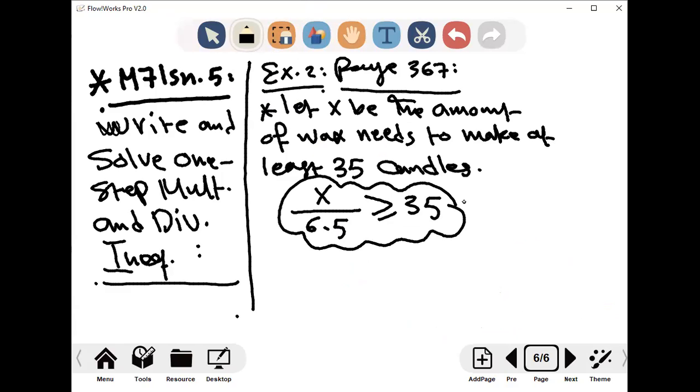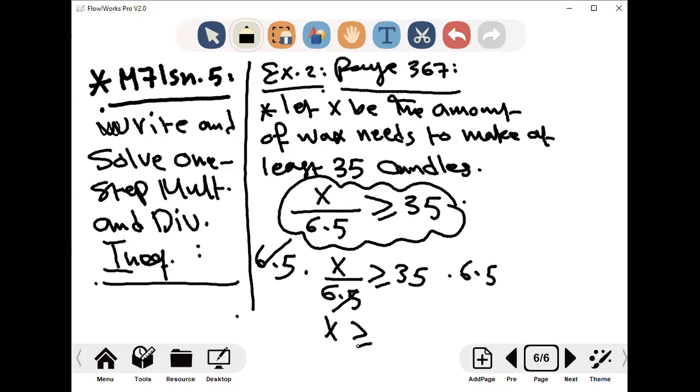Now, division inequality, one step, we multiply both sides by the divisor, remember? But the divisor here is positive. Remember, if it's negative, we switch the inequality. Don't forget that. So here, X over 6.5 is more than or equal to 35, multiply both sides by what? By 6.5. So X will be more than or equal.